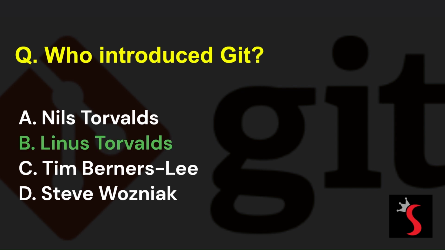And correct answer is option B. Linus Torvalds. Linus Torvalds, creator of Linux, along with others in the Linux development community, built and released Git in 2005. They undertook the project because there was a lack of free and open source version control systems that could meet their requirements for Linux kernel development.